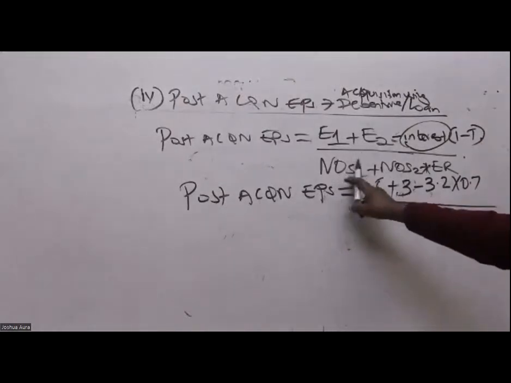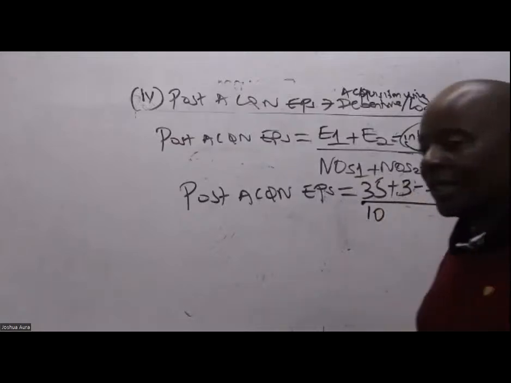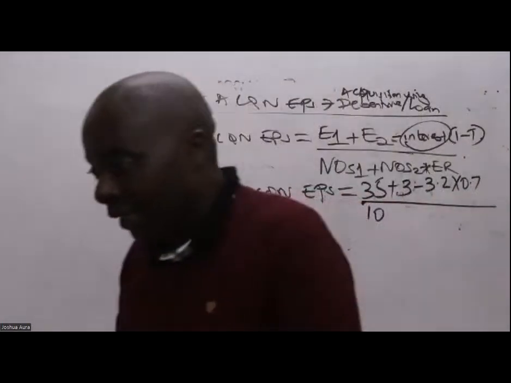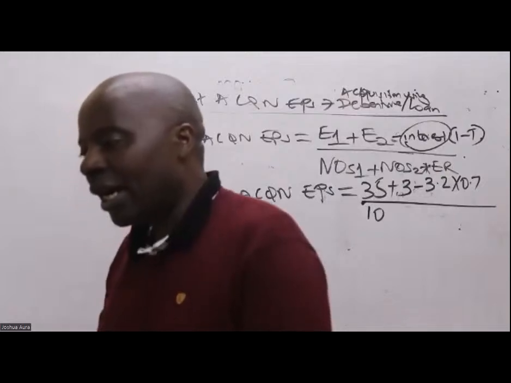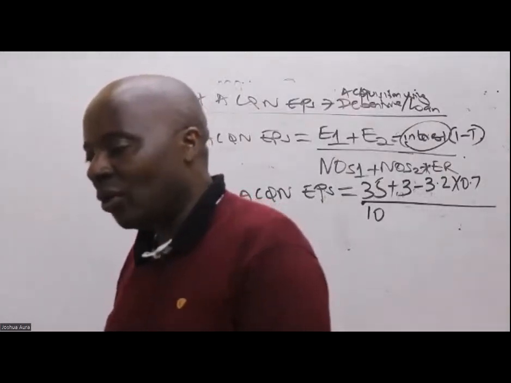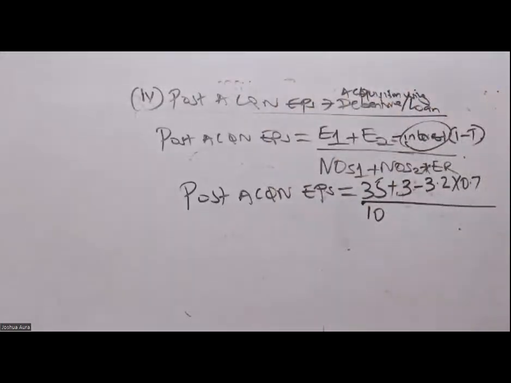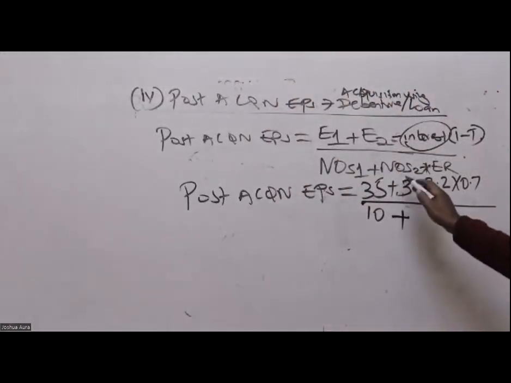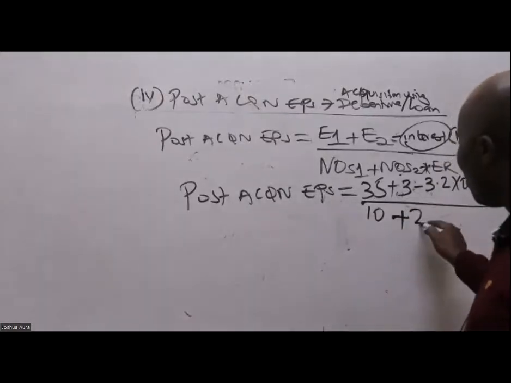Number of ordinary shares of company 1. These are the ones you had given me a figure of 10. And then we have, in this case, shares of company 2.